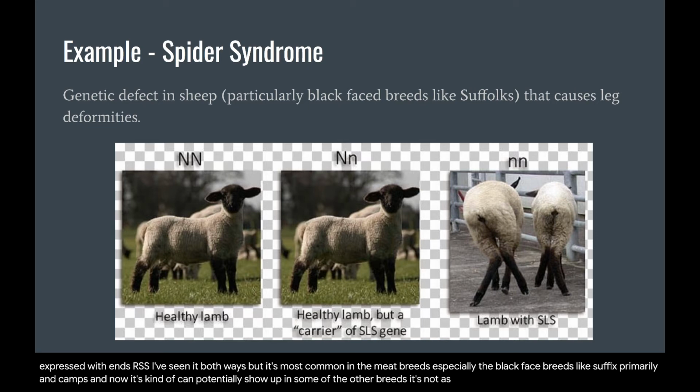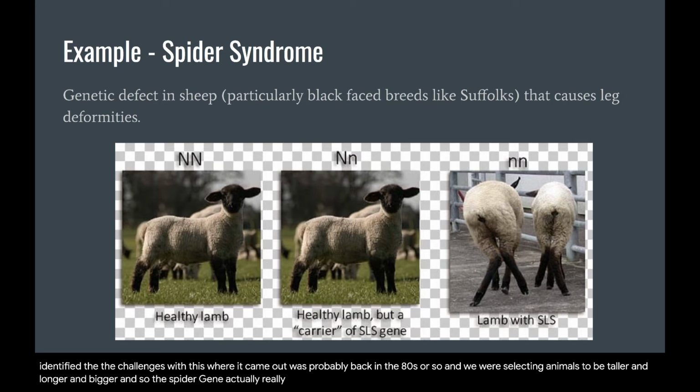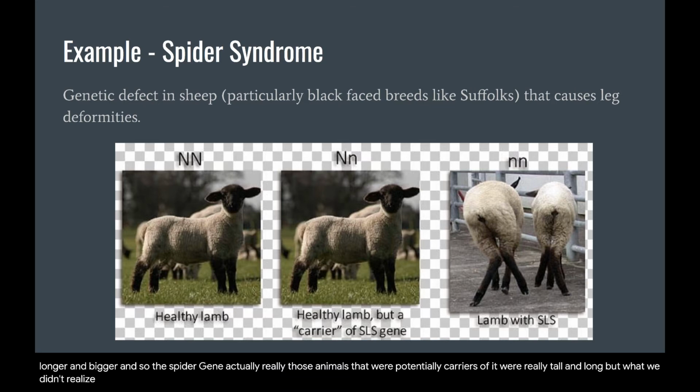It's not as predominant as it was, because once we identified the challenges with this, where it came out was probably back in the 80s or so, and we were selecting animals to be taller and longer and bigger. And so those animals that were potentially carriers of the spider gene were really tall and long, but what we didn't realize is that there was a hidden recessive gene in there that creates major skeletal problems, and the animals don't do well.